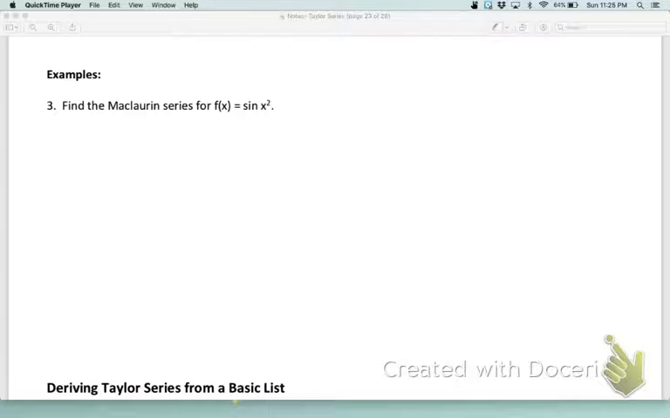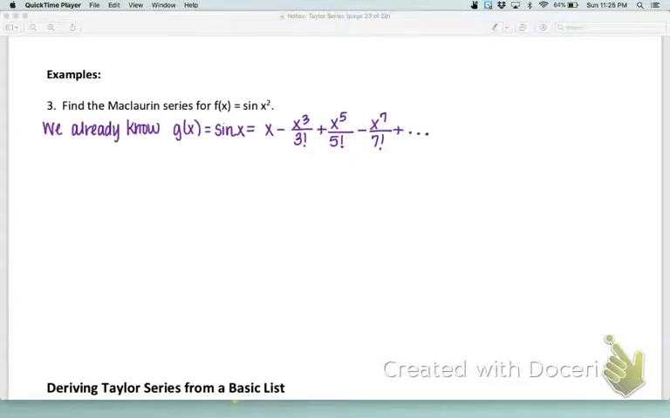Well, I could start from scratch, or we could use the fact that we already know the Maclaurin series for sine of x. This is what we came up with in the first example that we did, okay? So we've already derived that one. And if that is one that we already know, then if g of x is equal to the sine of x, then that means that sine of x squared, which is what we want to find, is equal to g of x squared, which means that all I need to do then is replace every x that I have with an x squared.